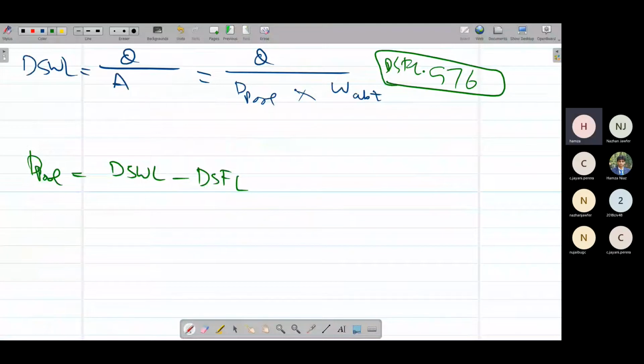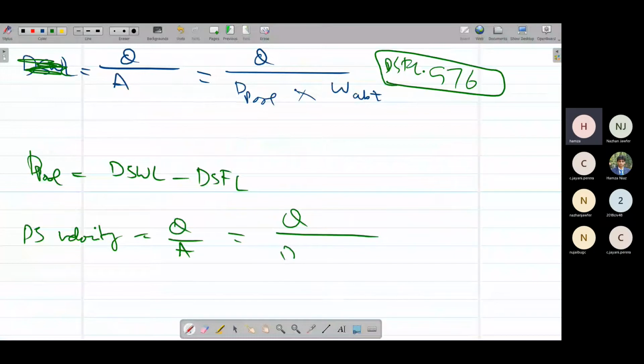After that, we can get the downstream velocity as Q over A. This is downstream velocity actually. So this is Q over D pool into width of abutment. Width of abutment was approximately 3385, I think. So we'll use full width, not 3000. We'll use the full width because it is the downstream side.